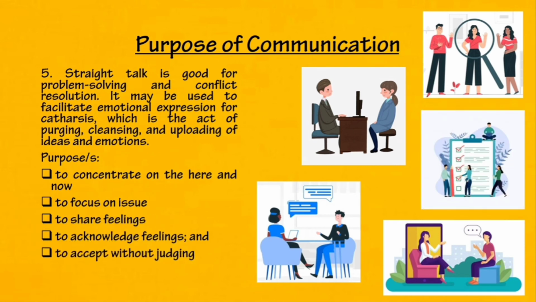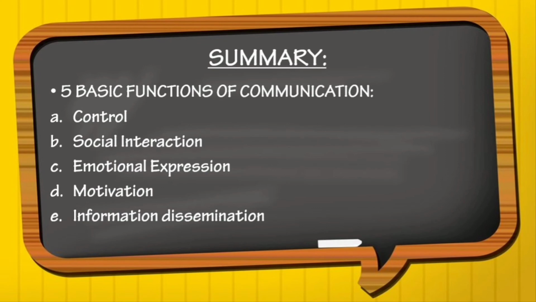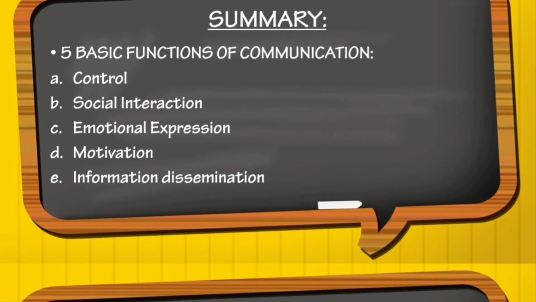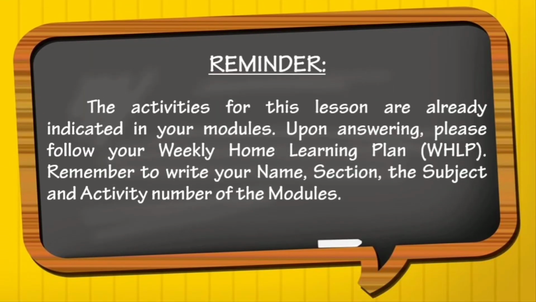So that's it, but before we officially end our discussion, let us have a summary of what we have learned today. Again, we have 5 basic functions of communication. We have control, social interaction, emotional expression, motivation, and information dissemination. Next, the purposes of communication, we have the small talk, light control talk, heavy control talk, search talk, and straight talk. Also a reminder that the activities for these lessons are already indicated in your modules.